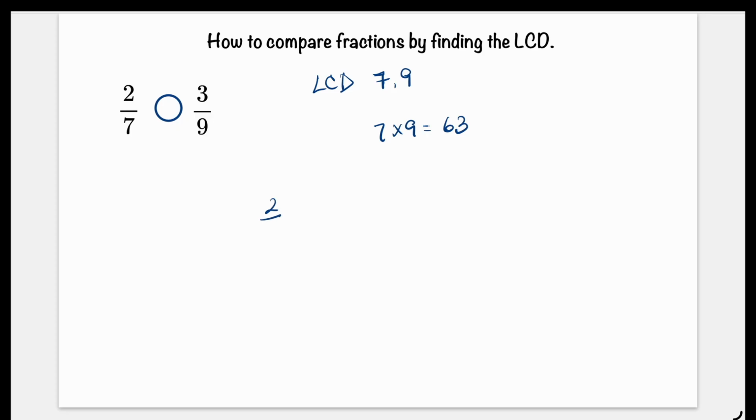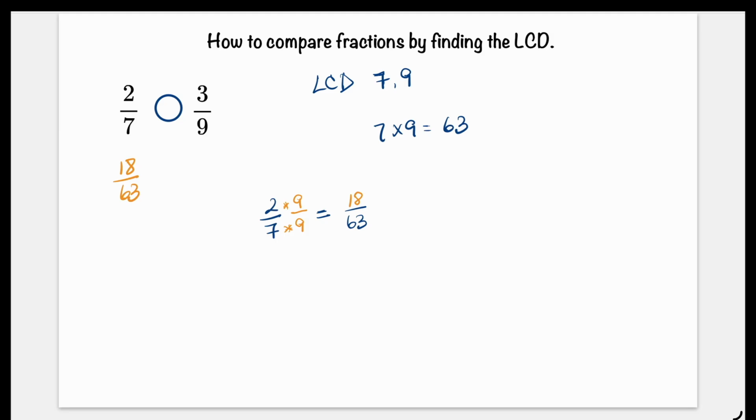Now our first fraction, 2/7. We need to change this into a new fraction with a denominator of 63, our new lowest common denominator. But our numerator, we don't know that yet. We need to figure that out. So we need to figure out how we got from 7 to 63. And we did this by multiplying by 9. If we multiply the bottom by 9, we also need to multiply the top by 9. That will give us 18 over 63. And so our new fraction here would be 18 over 63.